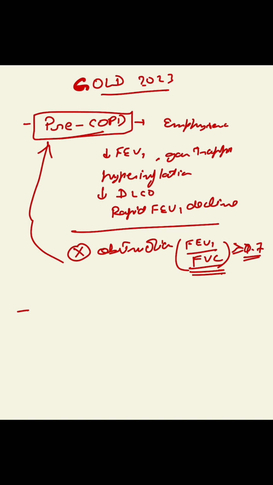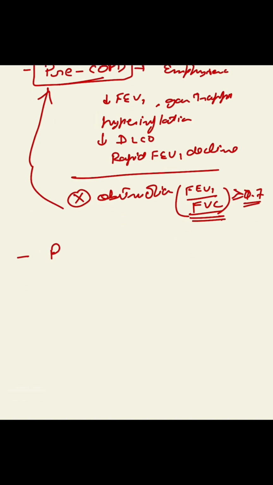Now the next definition they have introduced is PRISM. So what is PRISM? PRISM is preserved ratio and impaired spirometry. The ratio is preserved but the spirometry is impaired. It is to identify those with a normal ratio but abnormal spirometry.